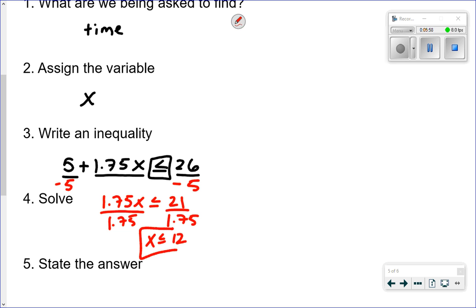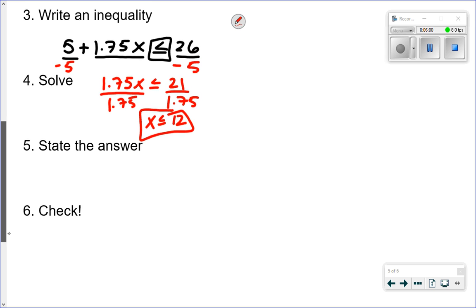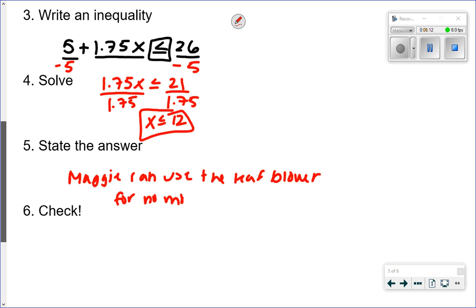So what does this 12 represent? Well, this represents that Maggie can use the leaf blower for no more than 12 hours.